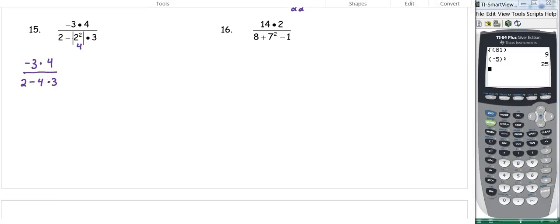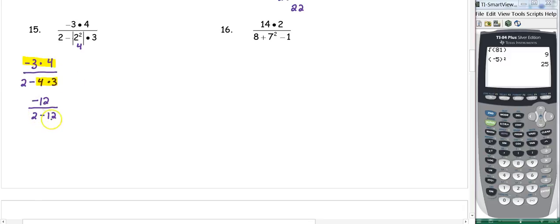Now, notice in this, because it's a fraction, we can do these multiplications at the same time because they're in the top and the bottom of the fraction. So in my numerator, the top of the fraction, I have negative 3 times 4, which is negative 12. And on the bottom, 4 times 3 is also 12, so 2 minus 12. When I subtract on the bottom, I get negative 12 over negative 10. And I can reduce that fraction.